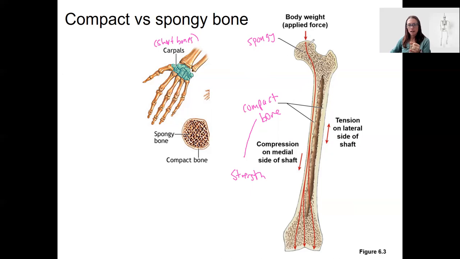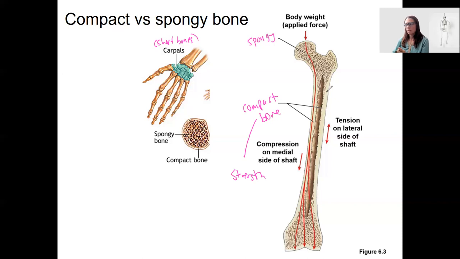Where body weight is applied, that weight goes along these compact bone locations to allow for support. So where the muscles attach, that's where this compact bone is located and is the thickest.